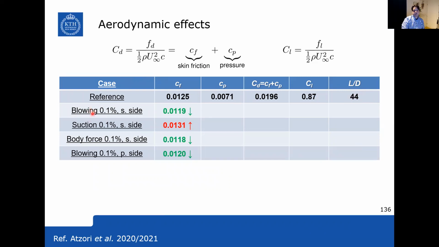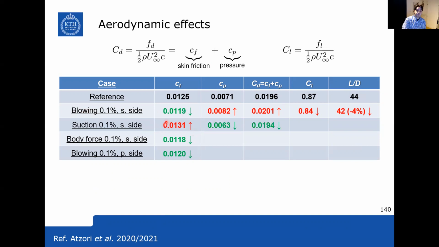But if you now do that, for instance, with blowing on the suction side, so blowing on the top, which is a control scheme that actually would reduce the friction, it turns out that the pressure drag, essentially the drag induced, if you wish, by the thickness of the boundary layer, is actually increasing. And it turns out that the complete drag coefficient is increasing quite considerably. The lift at the same time is decreasing, so that means that the lift over drag is actually decreasing overall. So by performing this type of control, we are not doing anything beneficial.